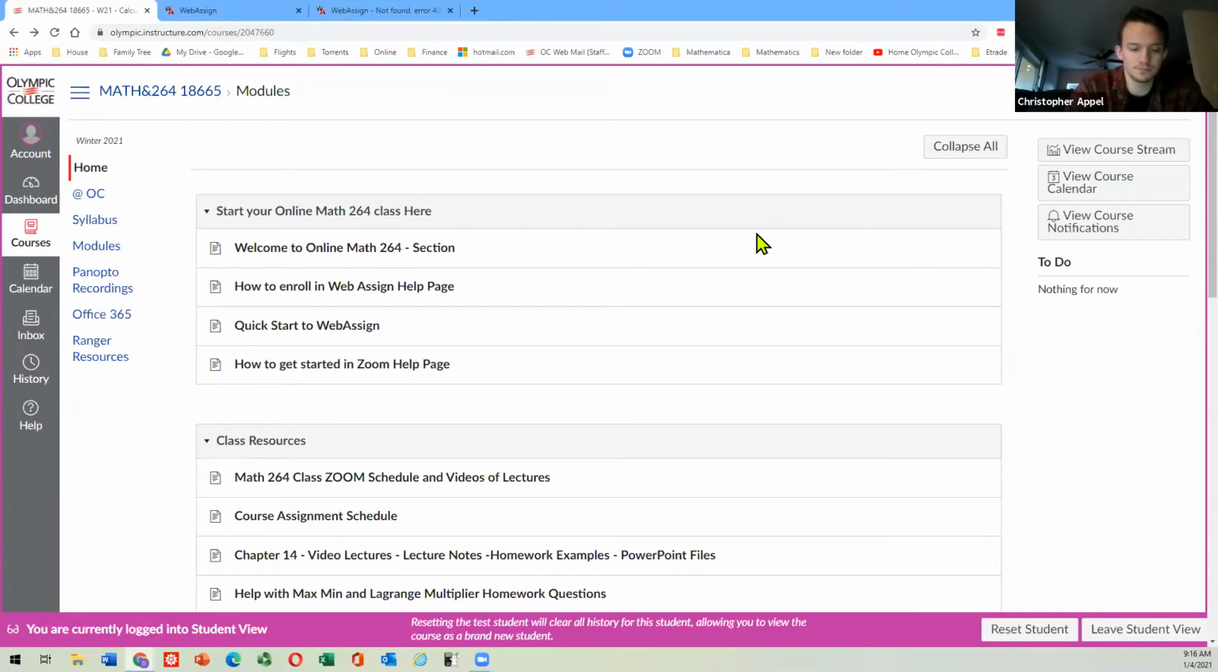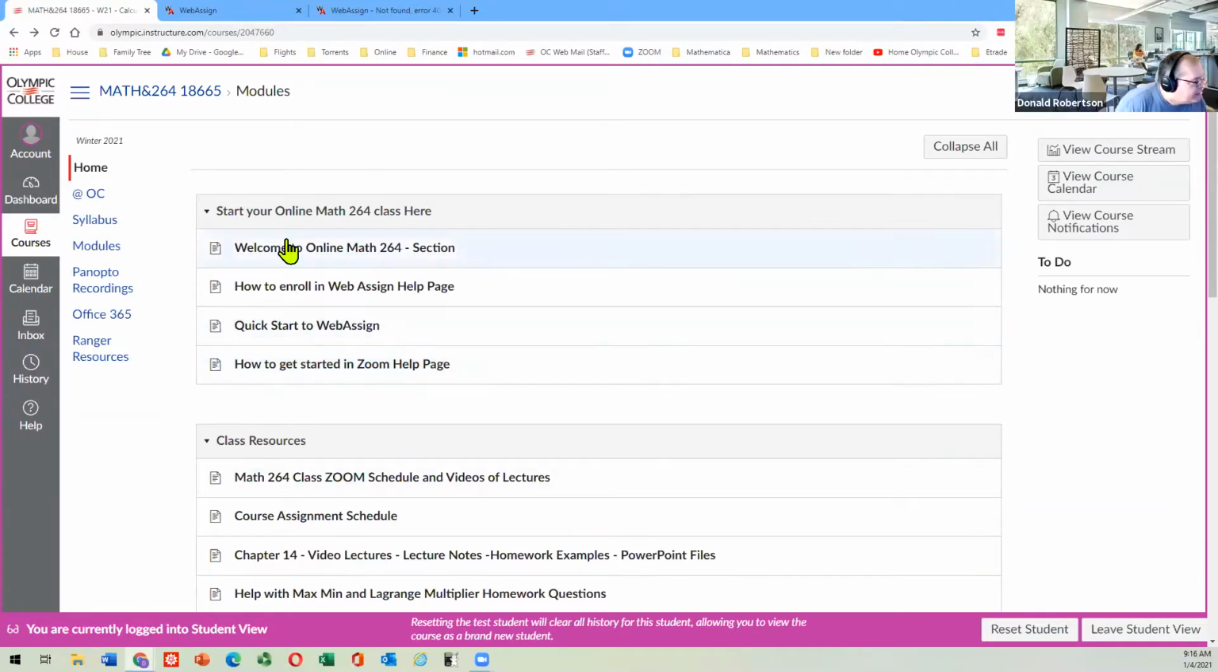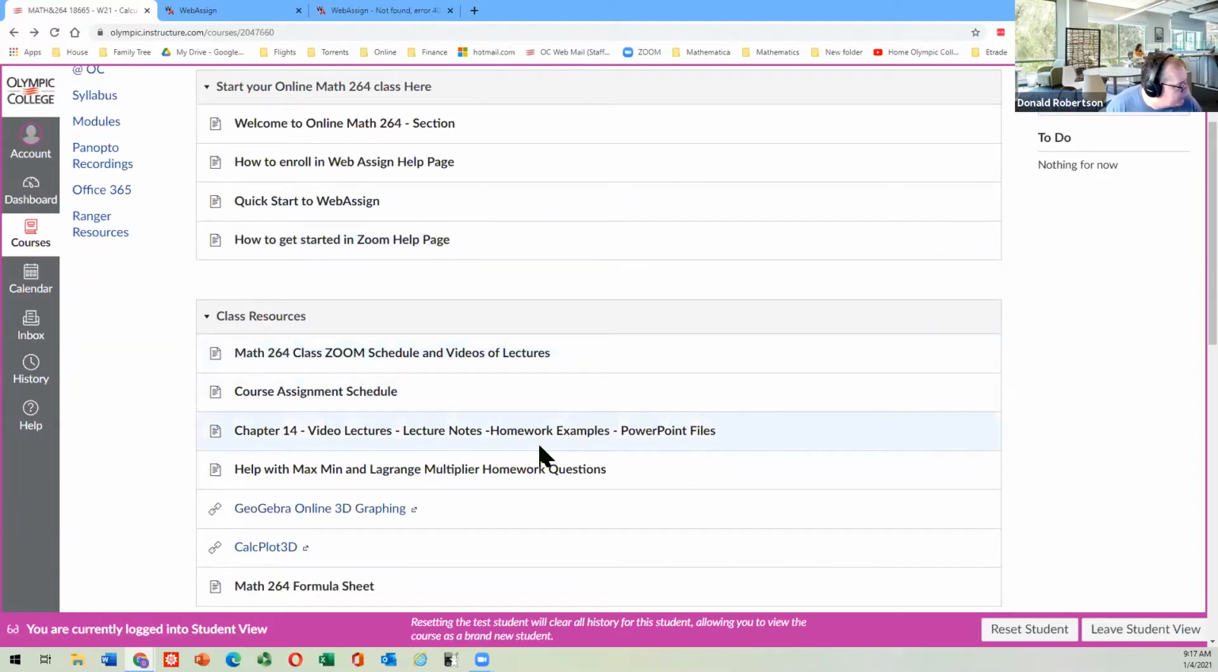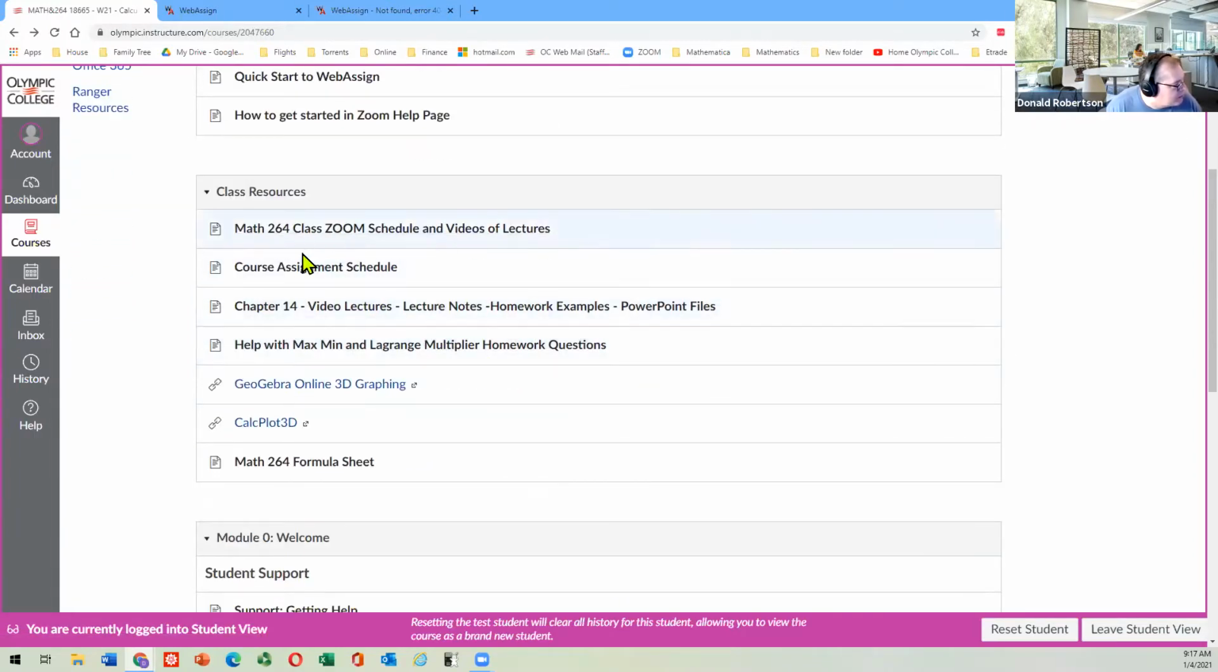So in this here, we have the intro stuff. So this is where you find out how to log on to WebAssign, which is where all your homework, all your tests, apart from the final, will be found. The fact that you're here probably helps the Zoom page thing, so I'm assuming that you figured out how to do that. And then if we scroll down here, yeah, let's pause, backtrack.